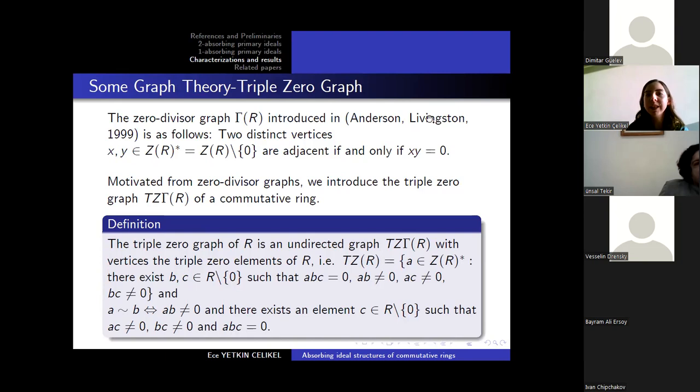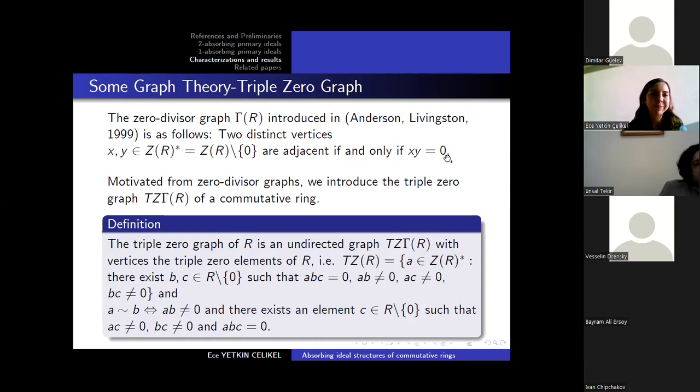And now I want to mention some of the applications of this idea in graph theory. As you know, Anderson and Livingston gave the definition of the zero divisor graph, gamma R, in 1999. The vertex set is the non-zero zero divisors, and a pair is adjacent if and only if the multiplication of them is 0.